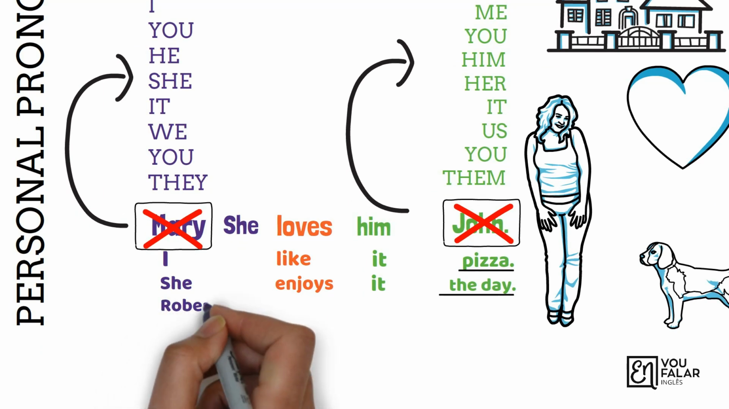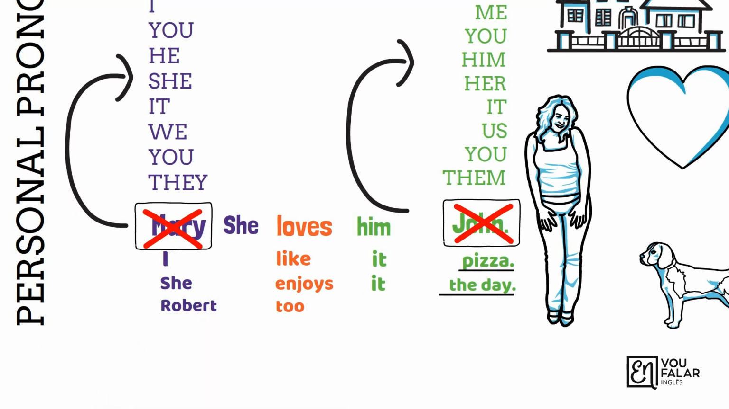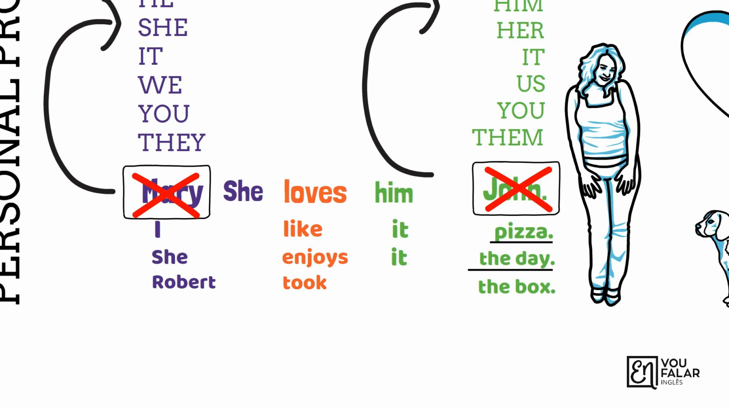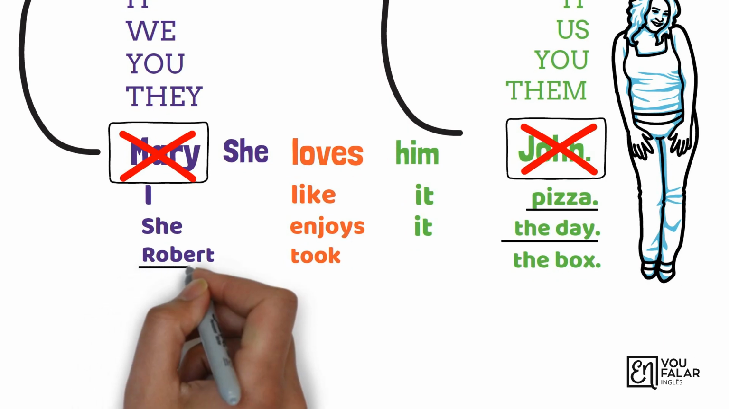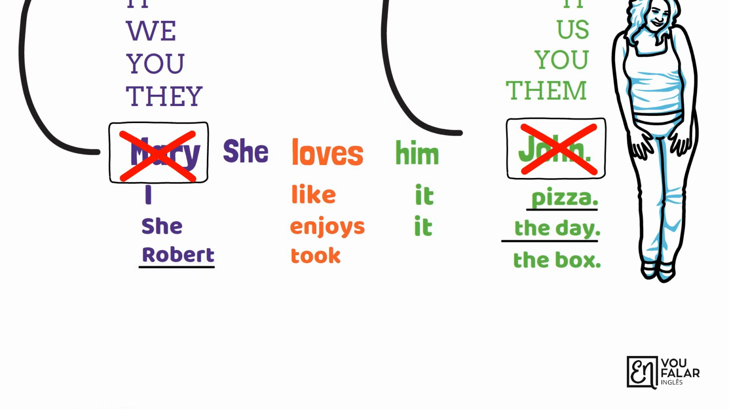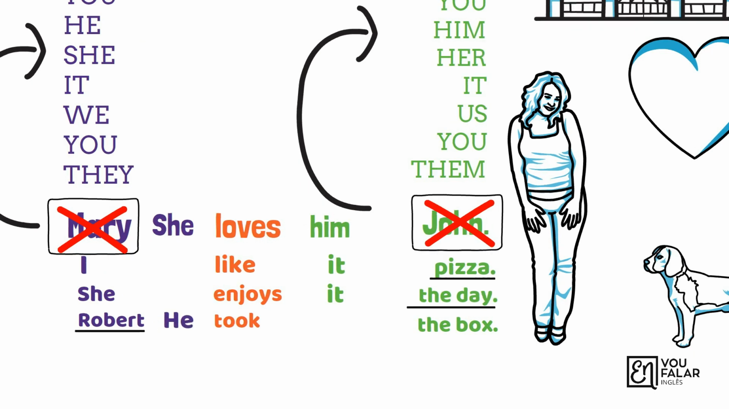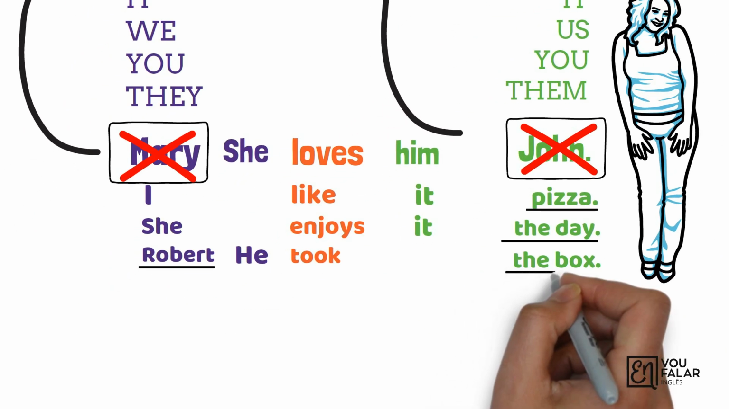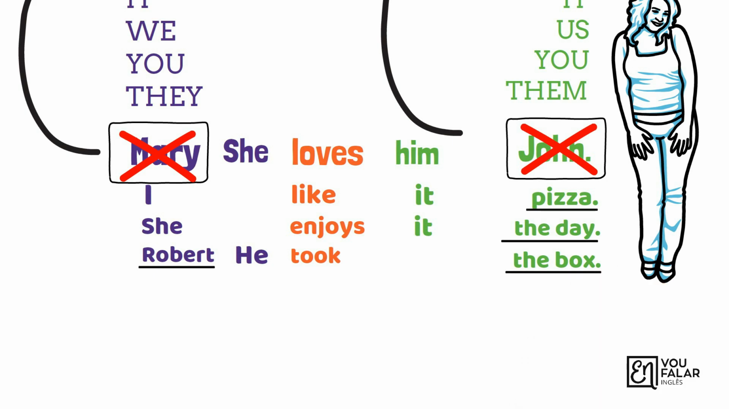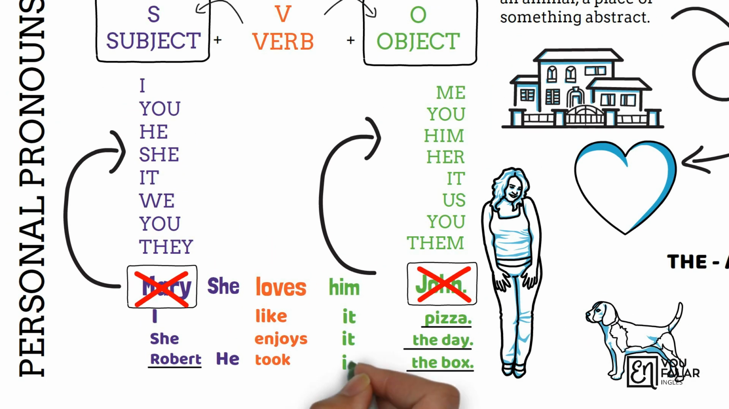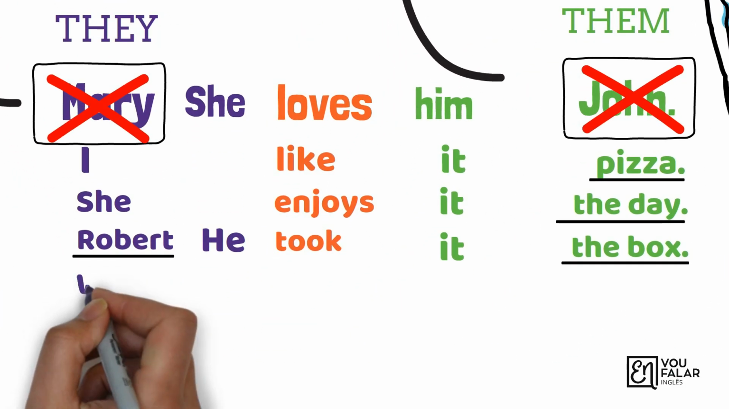Another example. Robert took the box. I can substitute Robert by a subject pronoun and the box by an object pronoun. Robert took the box. He took the box. Robert took the box. Robert took it. Hence, if I substitute both pronouns, my sentence will be he took it.